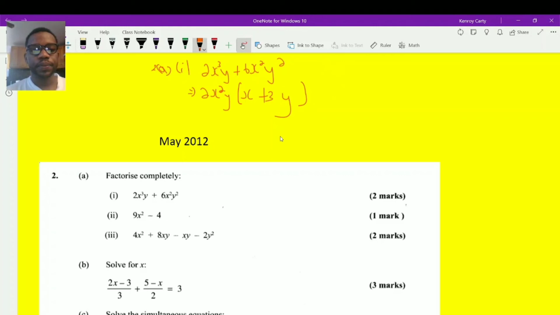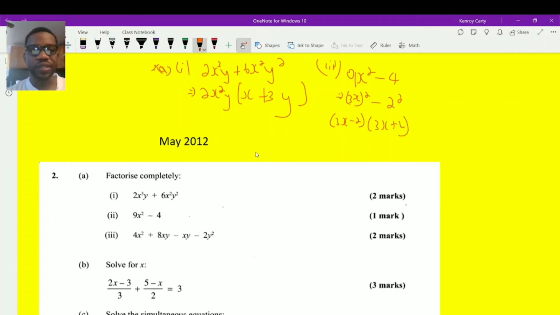Part 2. You have 9x squared minus 4. Nothing is common, it's 2 terms, they're all square terms. 9 can be written as 3 squared. And you have x squared there already, so you can just go 3x all squared. 4 can be written as 2 squared, so minus 2 squared. This is the difference of 2 squares. So simply put, it's going to be 3x minus 2 and 3x plus 2. Alright? By now we know the procedure.